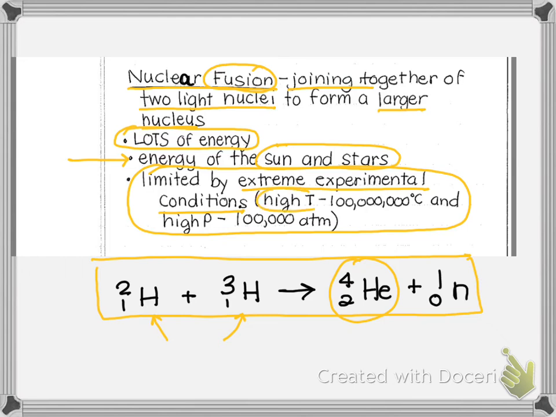It has to have a high temperature, which if you look here, is 100 million degrees Celsius, and a high pressure of 108,000 atmospheres. Think, our normal room temperature is somewhere around 25 degrees Celsius, and our normal atmospheric pressure is somewhere around 1 atmosphere. Scientists have attempted to try to create this nuclear fusion reaction in a lab.